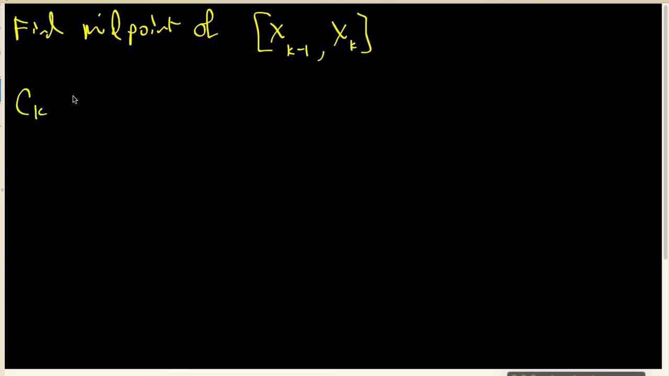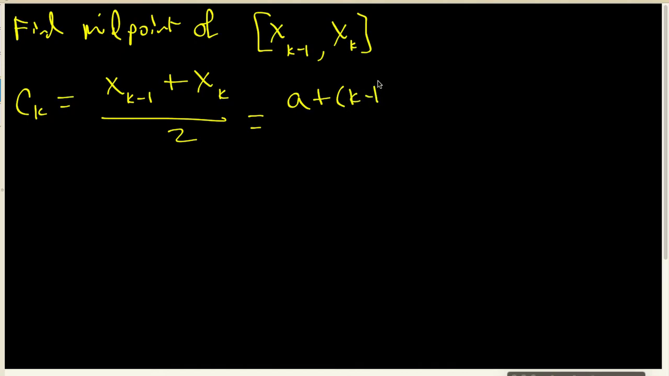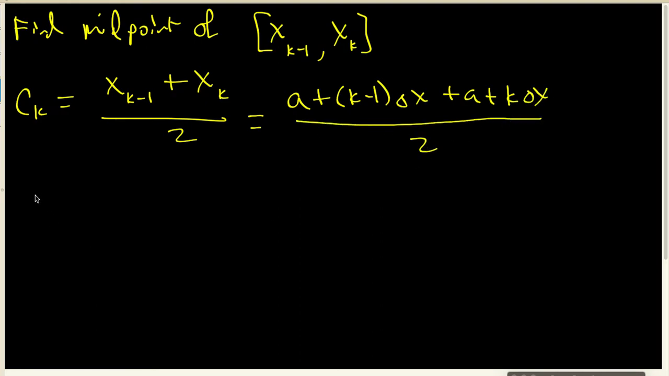Well, we've called it ck, and ck is going to be the sum of the two endpoints of my interval divided by 2. In other words, I average the two endpoints. And xk minus 1 is a plus k minus 1 times delta x, and xk is a plus k times delta x. And we have to divide everything in sight by 2.